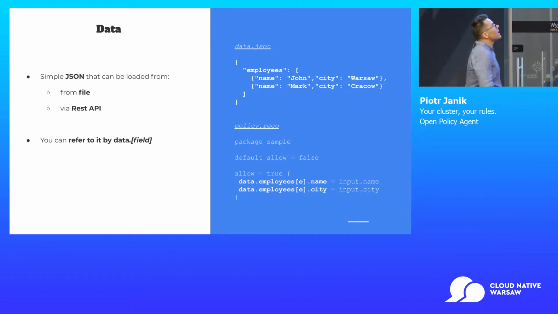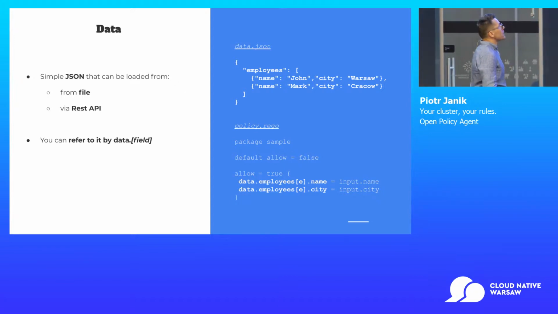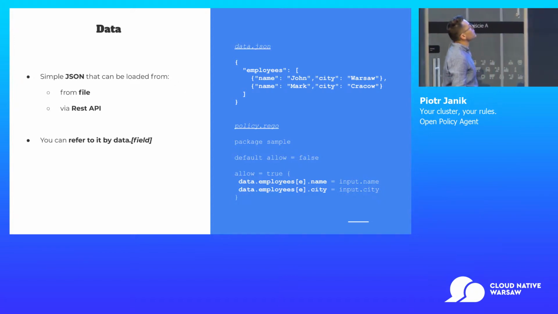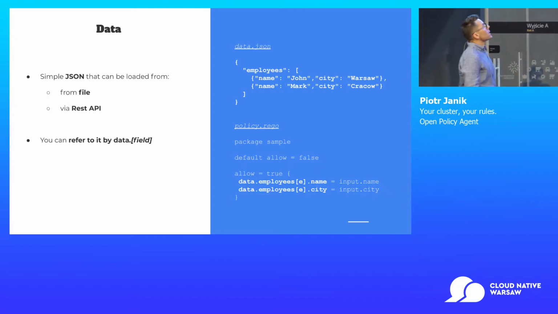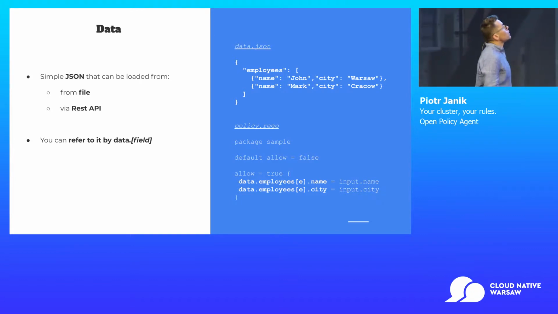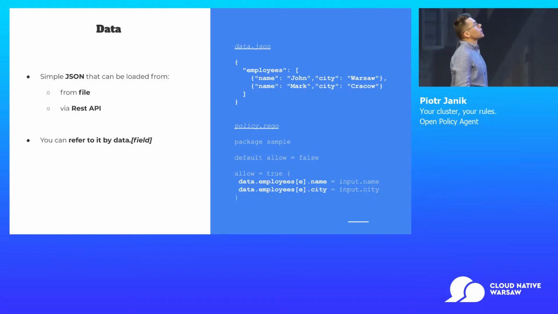So in square brackets we see a letter, and in these two lines where we have name and city, this is the same employee. So the same employee has to have a name equal to John and city Warsaw, or the other person, name Mark and city Krakow. So they should match.